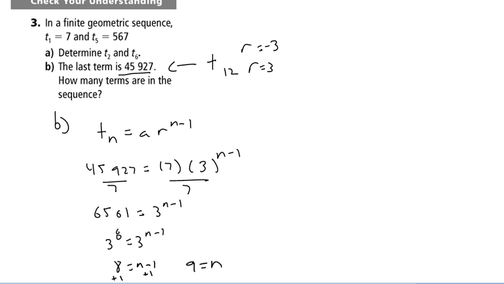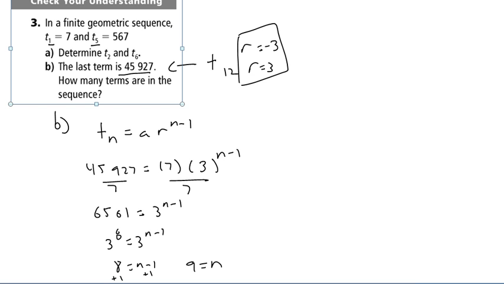Okay, because n equals 9, that doesn't help us decide whether or not r is negative 3 or 3, because all of our odd terms are positive. So on the upside, we figured out that 45,927 is the 9th term, but we still don't know if r is positive or negative, because either way, the 9th term would be positive.